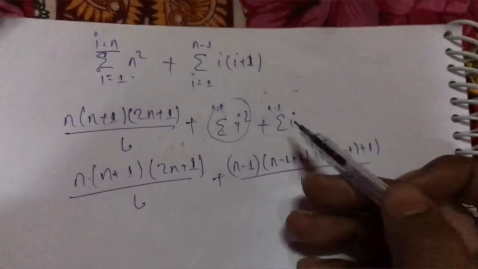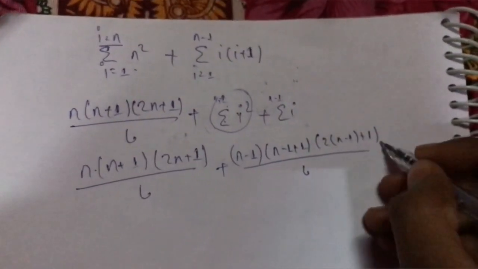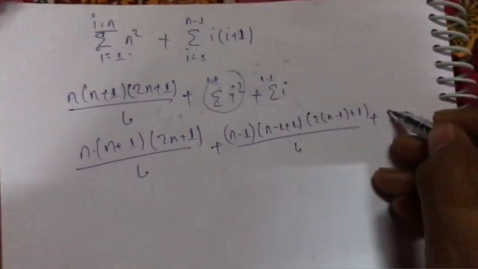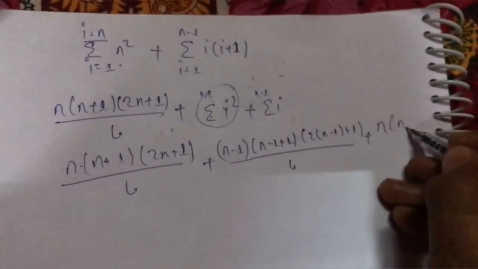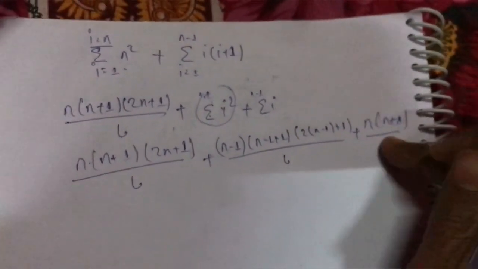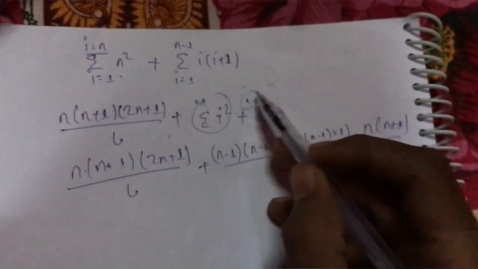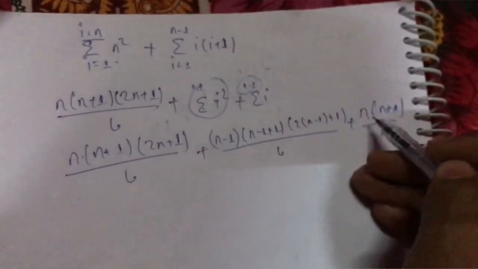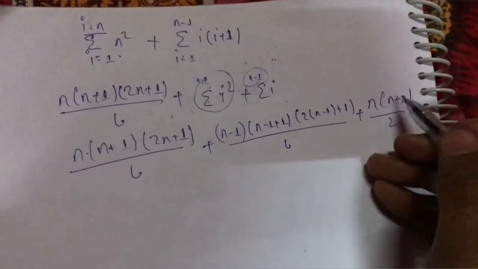Now you know what this is. This is just the summation of n natural numbers. What is the formula of this? The formula is n into n plus 1 by 2. And this is also going up to n minus 1, so in the next step we have to replace this n by n minus 1.